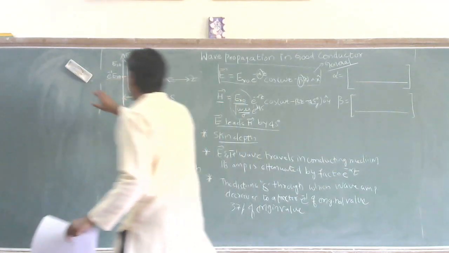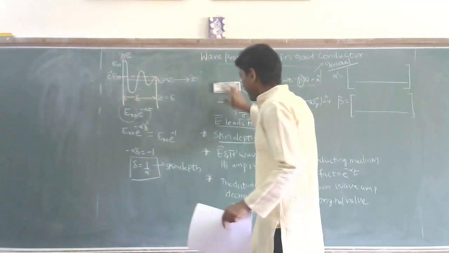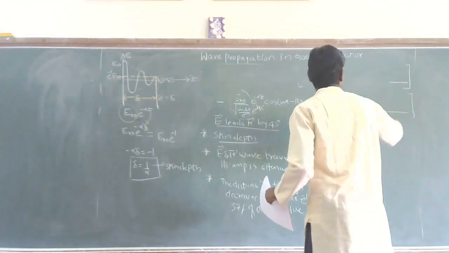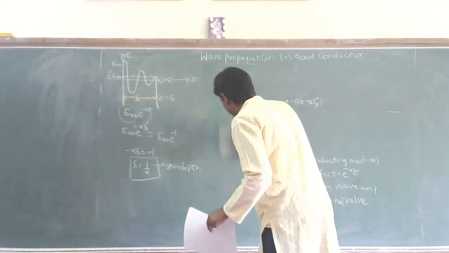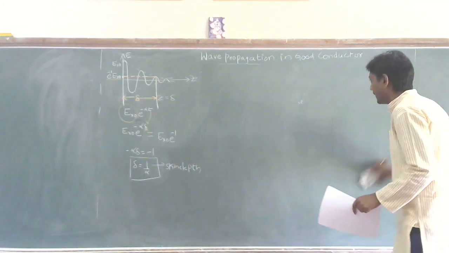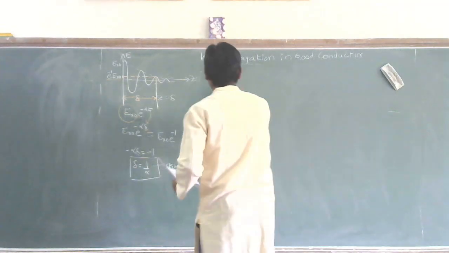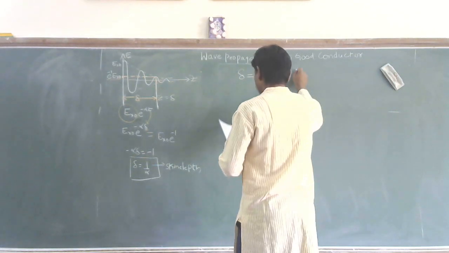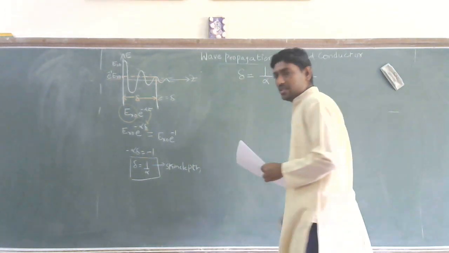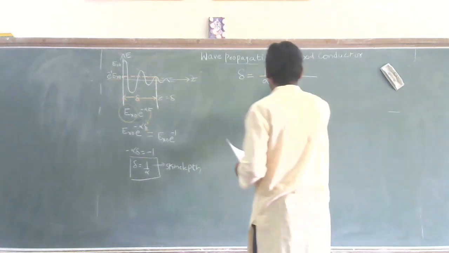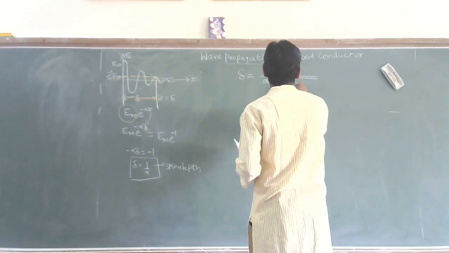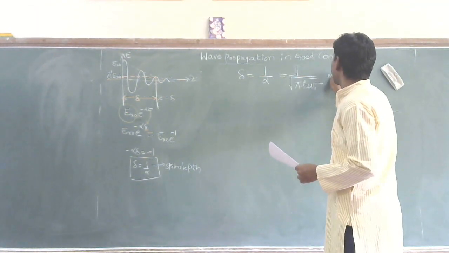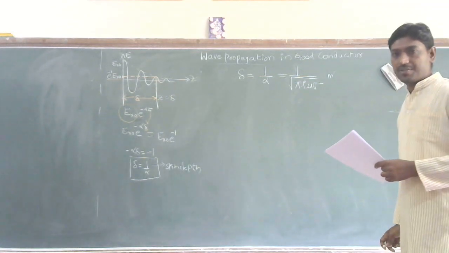So this is the skin depth, and we have an expression for it. From that definition we obtain the expression for skin depth, which tells that delta is equal to 1 by alpha. We know alpha, which we derived in the previous session, given by the root of pi f mu sigma. Delta is measured in meters.